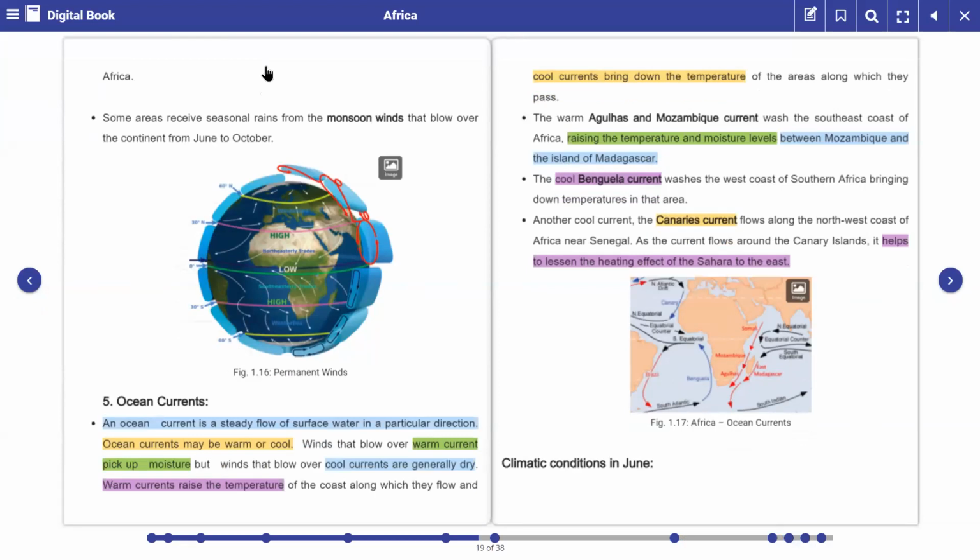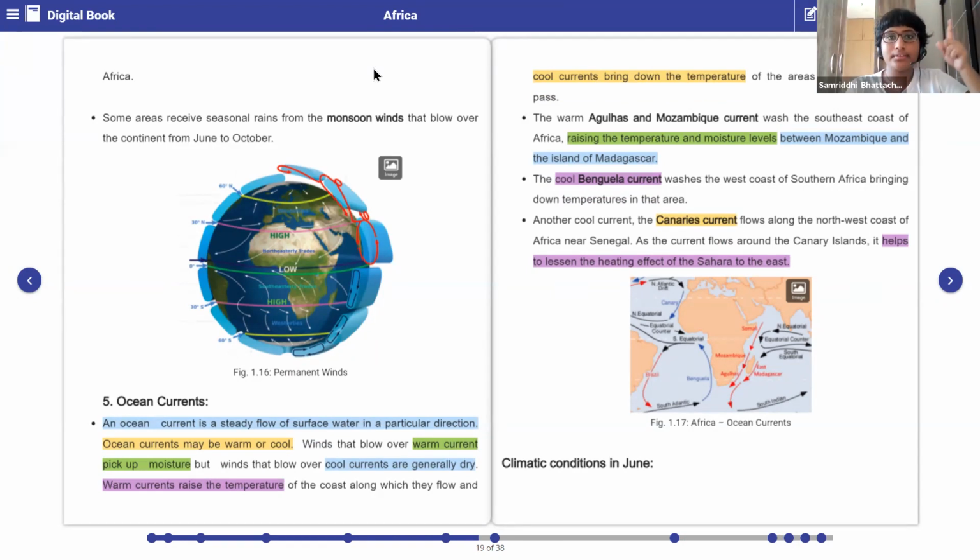Canaries current, what does it do? Ma'am, it helps to lessen the heating effect of the Sahara Desert to the east. Benguela current, what does this do? Maria? Ma'am, it washes the west coast of southern Africa, and it brings down the temperature in that area. Very good. And Agulhas and Mozambique current, what do they do? Ma'am, they raise the temperature and moisture levels between Mozambique and the island of Madagascar. Yes, very good.